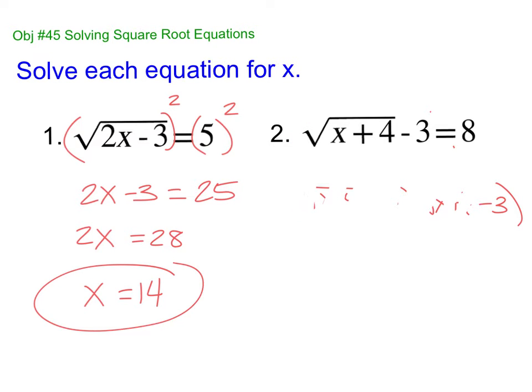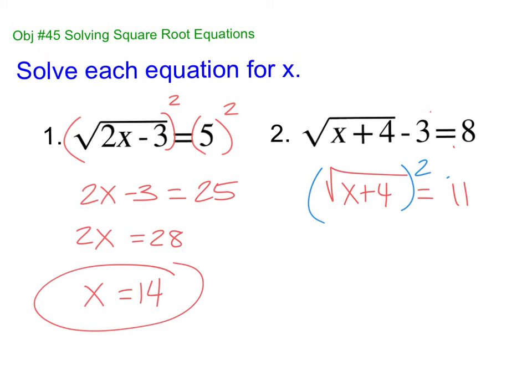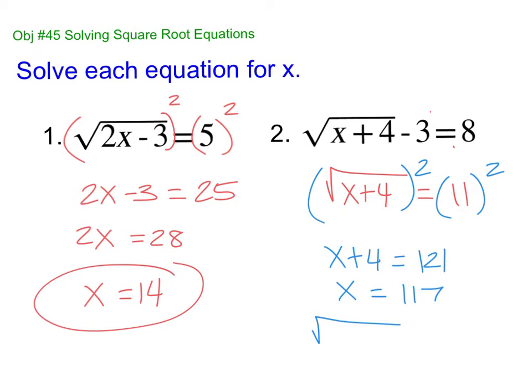So you have to isolate your square root before you move anything. You can have stuff underneath, but there shouldn't be anything outside that square root on that side. So I need to add my 3 first. So I have 11, and then we're going to square both sides. Again, inverse of a square root is a square. So x plus 4 equals 121. So x equals 117.